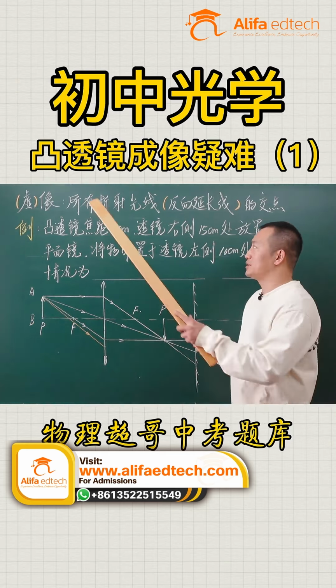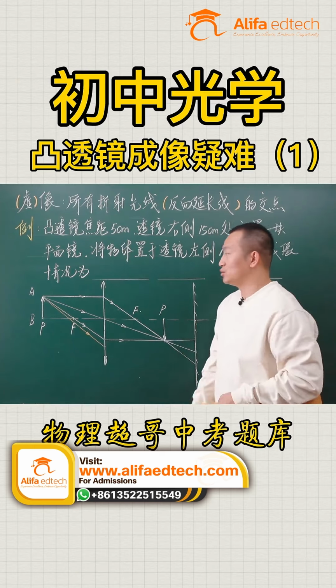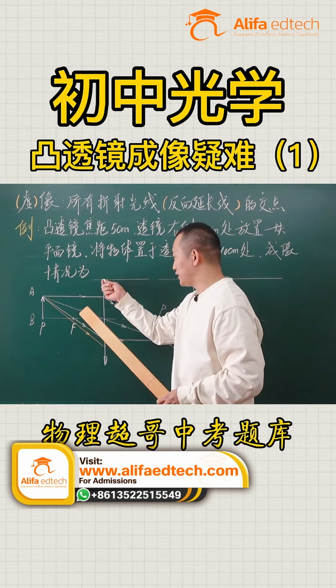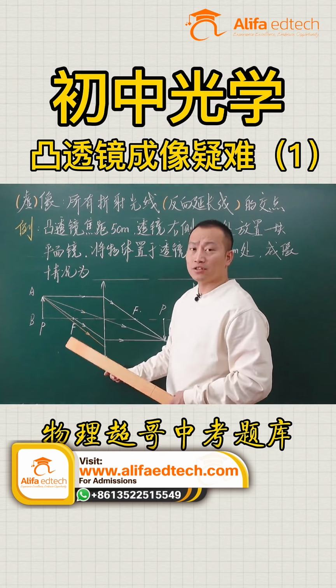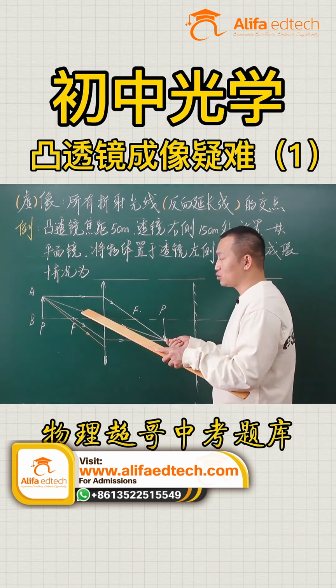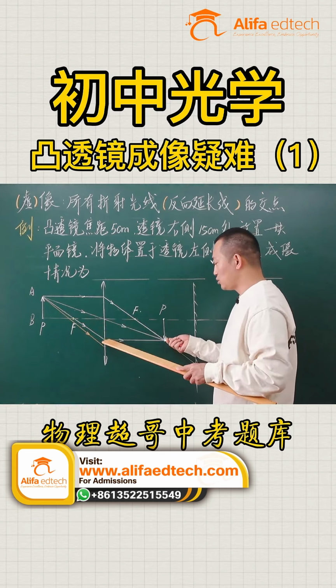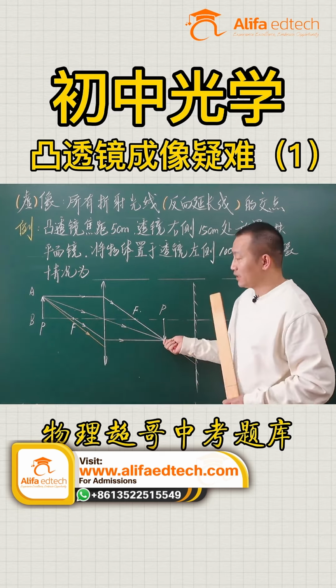In our last session, we discussed what an image is. An image is the focal point of all refracted light rays. So if countless light rays from point A hit the convex lens, all their refracted rays should converge at the image point, regardless of these 3 special rays, parallel to the main optical axis passing through the core or focal point. They all eventually converge at this image point.